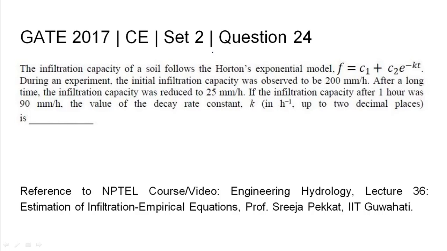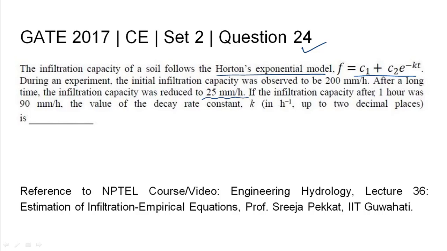GATE 2017 Civil Engineering Set 2 Question 24. The infiltration capacity of a soil follows the Horton's exponential model F equals C1 plus C2 e power minus kt. During an experiment, the initial infiltration capacity was observed to be 200 millimeters per hour. After a long time, the infiltration capacity was reduced to 25 millimeters per hour.